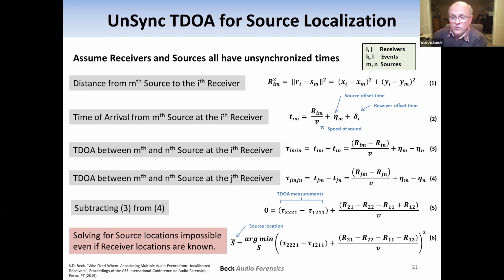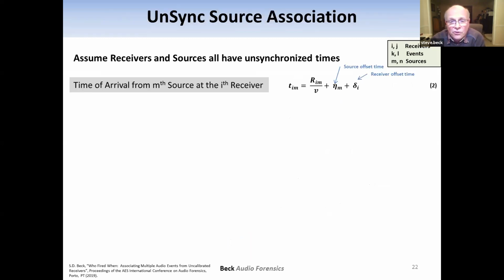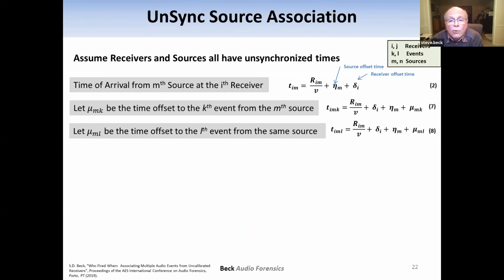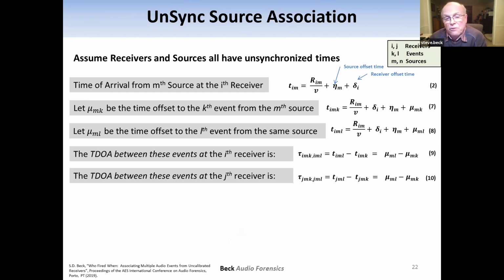And that's exactly what I was trying to do for a couple of these cases. And then I discovered that there were things, however, that I could do. So this is the basis of my paper, this one particular equation, the time of arrival from one source at one receiver. And I'm going to then compute the time offset from an event from one source, and a different event from the same source. And I will look at the time differences of arrival at two different receivers.